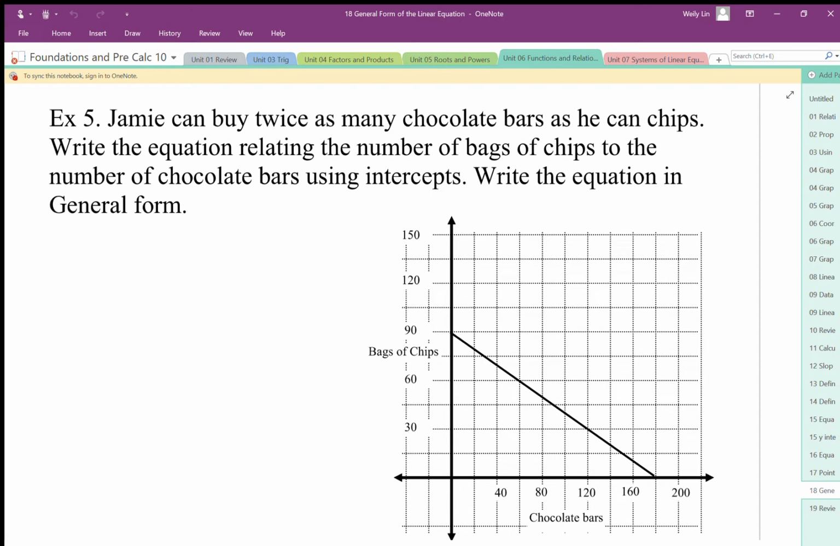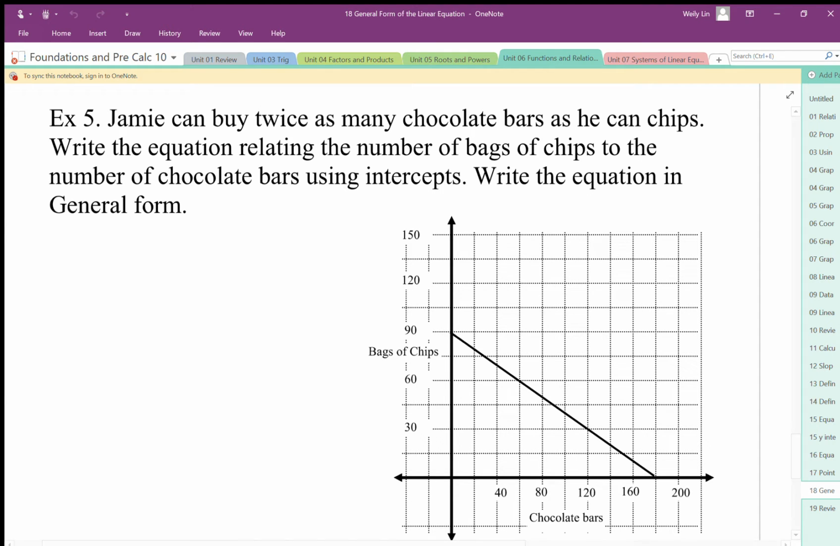Jamie can buy twice as many chocolate bars as he can chips. This means that the price of the chocolate bars is half the chips, or the price of the chips is double the chocolate bar. So if he doesn't buy a bag of chips, he can buy 2 chocolate bars for that same amount of money.